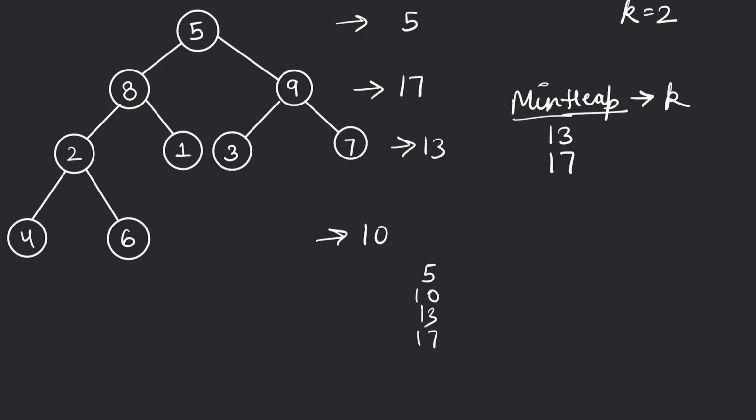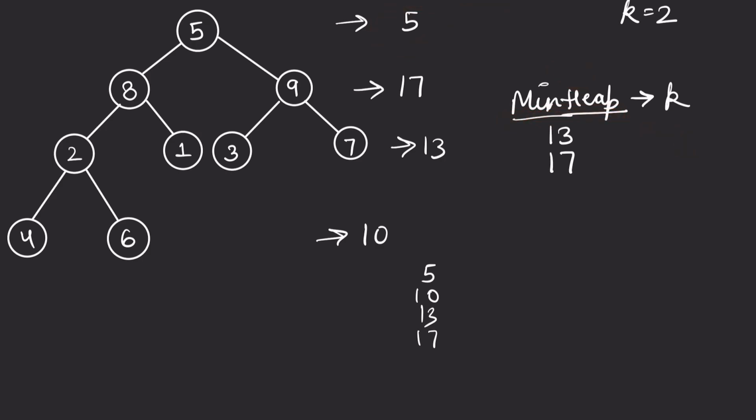So what we are doing is, first we are calculating the sum of all the levels, right? And once we have calculated the sum of a level, we will push that sum inside our min heap, right? Then if at any point the size of the min heap exceeds k, I will pop an element out, right?